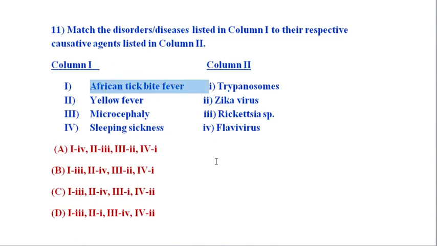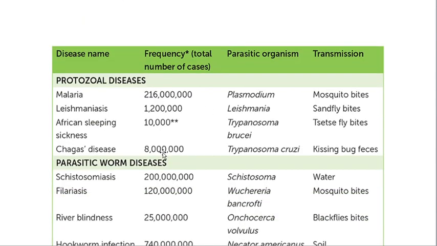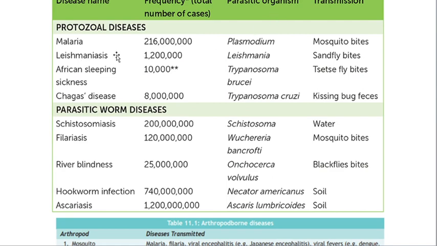African tick bite fever is caused by Rickettsia species. Yellow fever is caused by flavivirus, microcephaly is caused by Zika virus, and sleeping sickness is caused by Trypanosoma. Here you can see malaria is caused by Plasmodium, leishmaniasis is caused by Leishmania, African sleeping sickness is caused by Trypanosoma brucei, and Chagas disease is caused by Trypanosoma cruzi. For malaria, the transmitting agent is mosquito. In leishmaniasis, the transmitting agent is sandfly. In African sleeping sickness, the transmitting agent is tsetse fly. And in Chagas disease, the transmitting agent is the kissing bug.